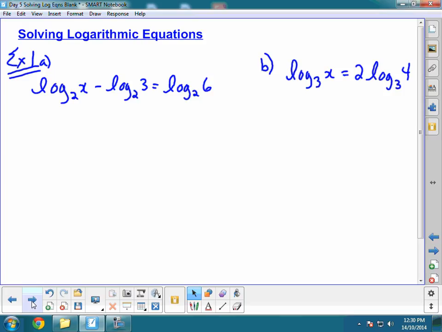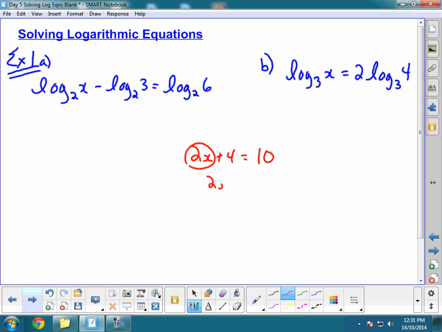So first things first, in example 1a, similar to linear equations, to solve logarithmic equations, one strategy is to get the term that has x in it by itself. You don't have to write this down, but if we had 2x plus 4 equals 10, the first thing we would do is not isolate for x yet, but isolate for this term. So we take the 4 and bring it over, making it 6. Then you would try and isolate the x. Same strategy here.